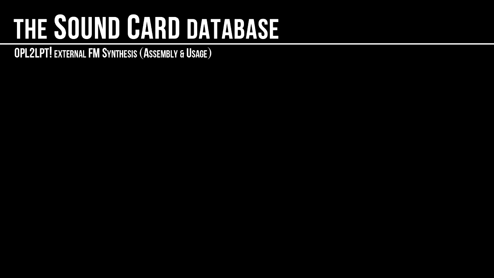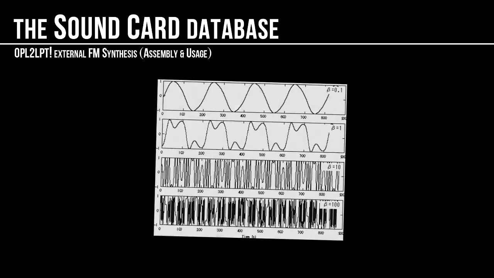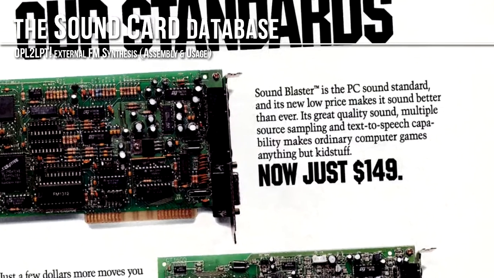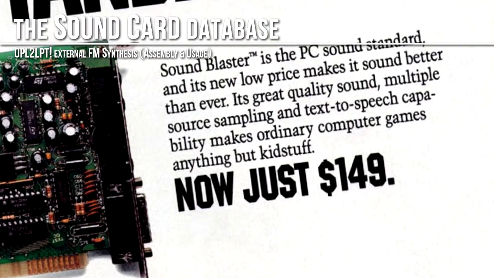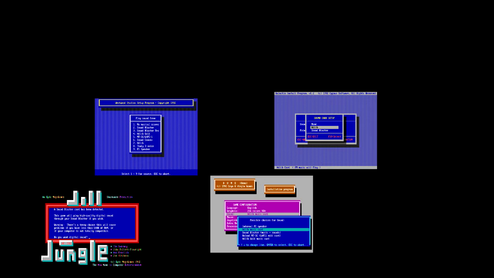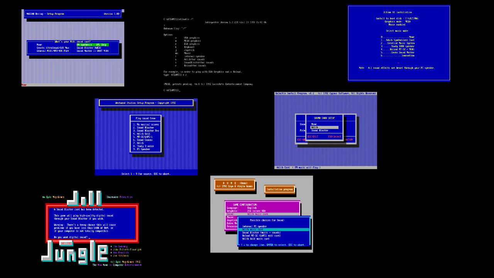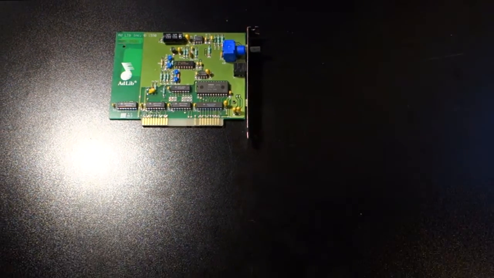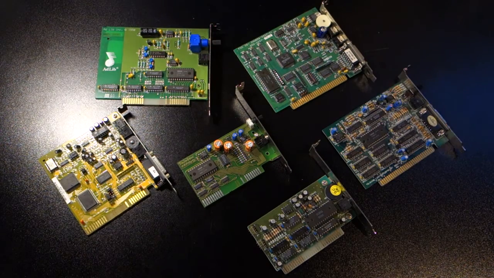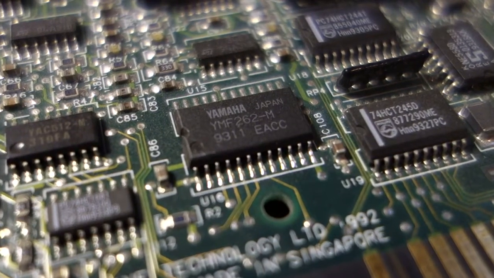In the late 80s and early 90s, FM synthesis was considered the standard in music generation for PC computers, mainly because of its affordable price, but also because of its versatility. As such, most games and software from the era provided support for FM synthesis through one of the many sound cards and their clones that made use of Yamaha's well-known OPL2 and OPL3 chips.